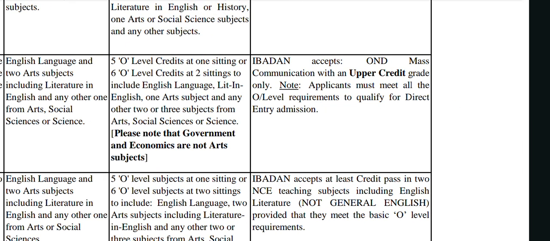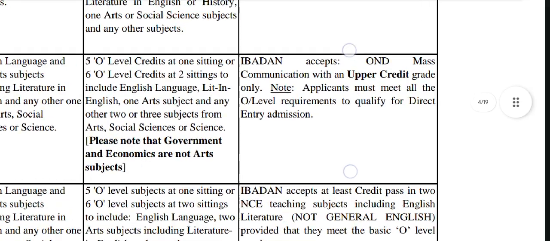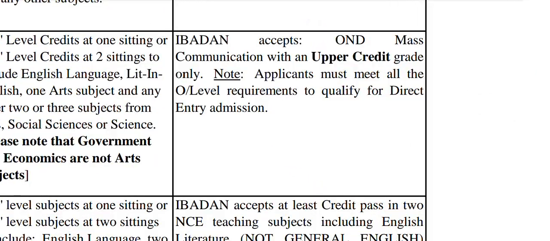Okay, let's go to direct entry candidates now. So University of Ibadan will accept OND in mass communication with upper credit. Don't forget what I said earlier, that when they ask me would they accept lower credit, would they accept distinction or something like that, I told you that they will state it specifically under this section, this is what we accept for this course if they need it.